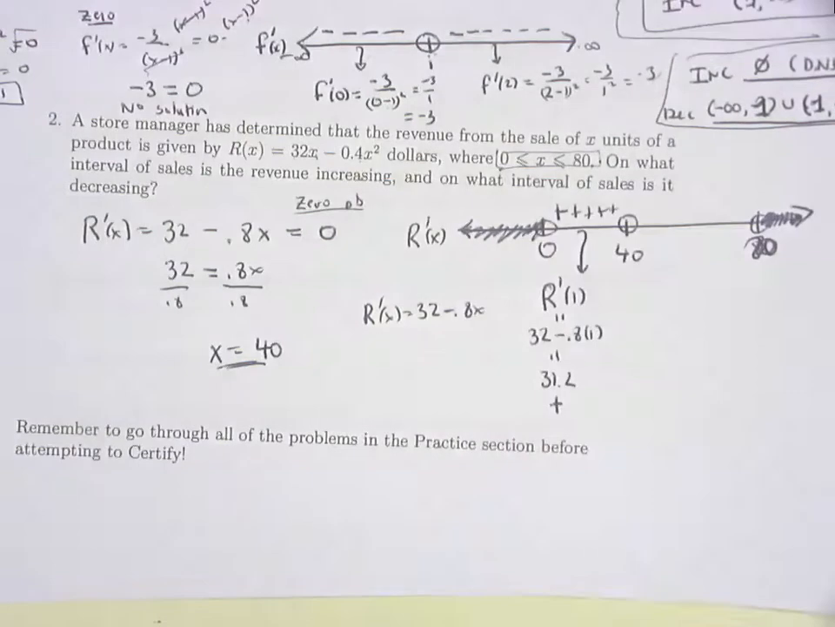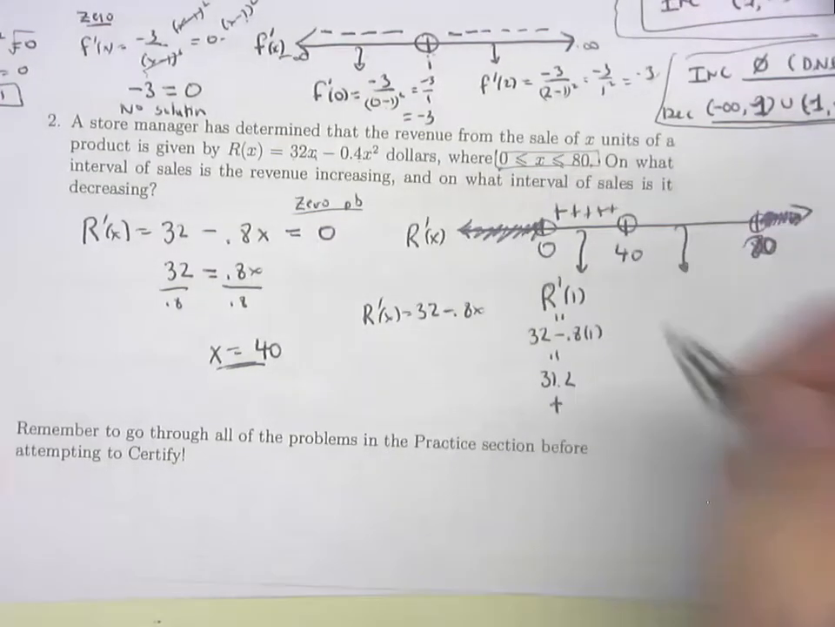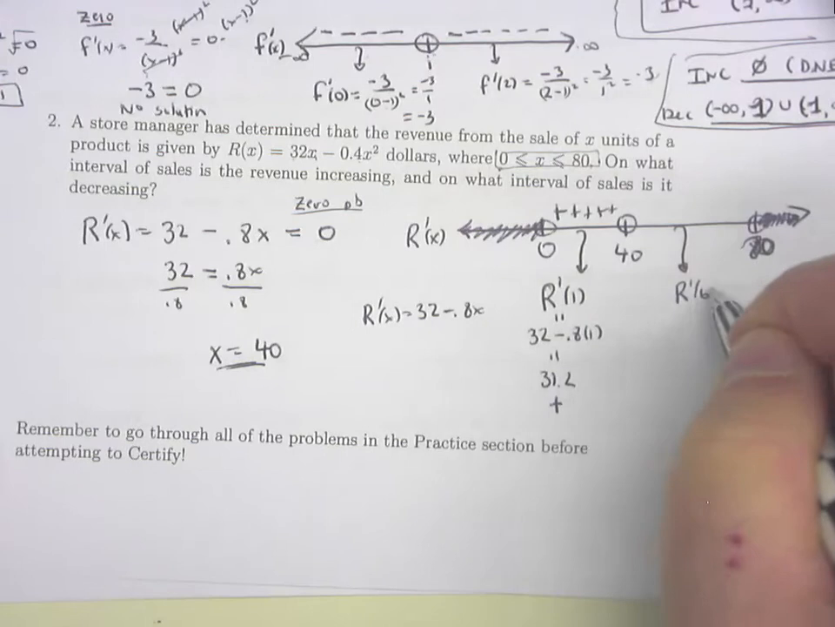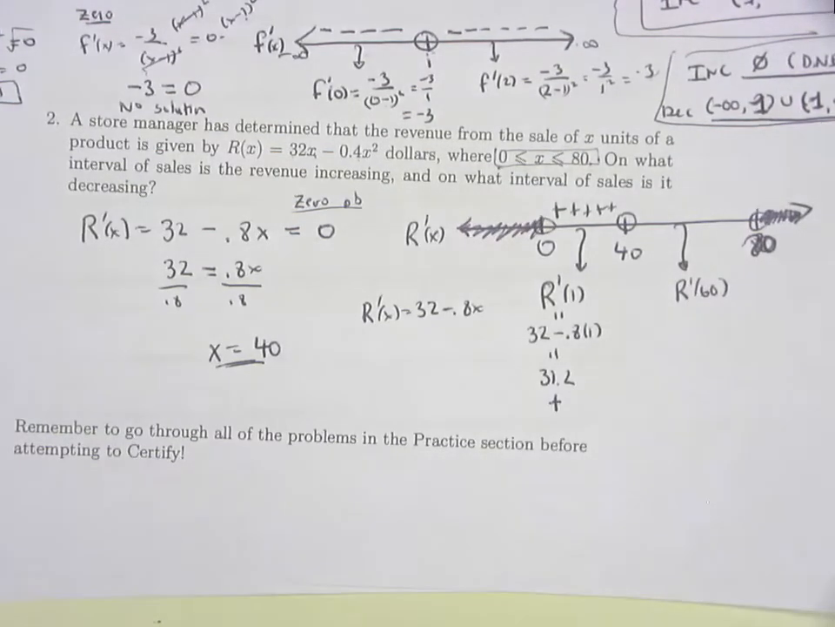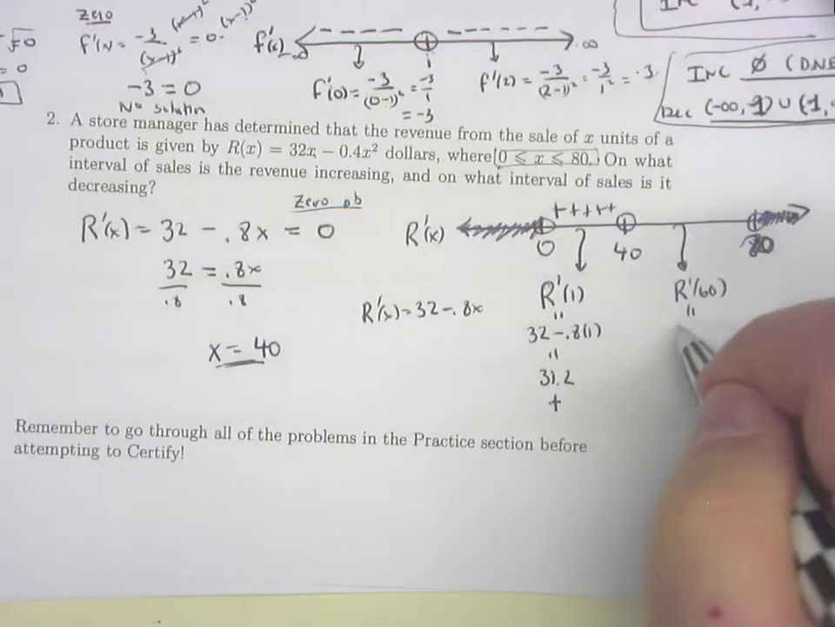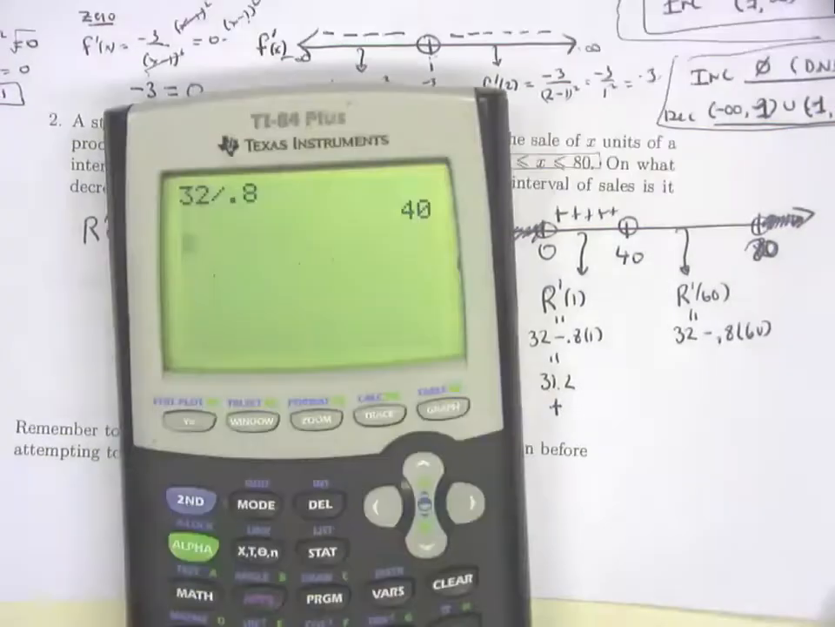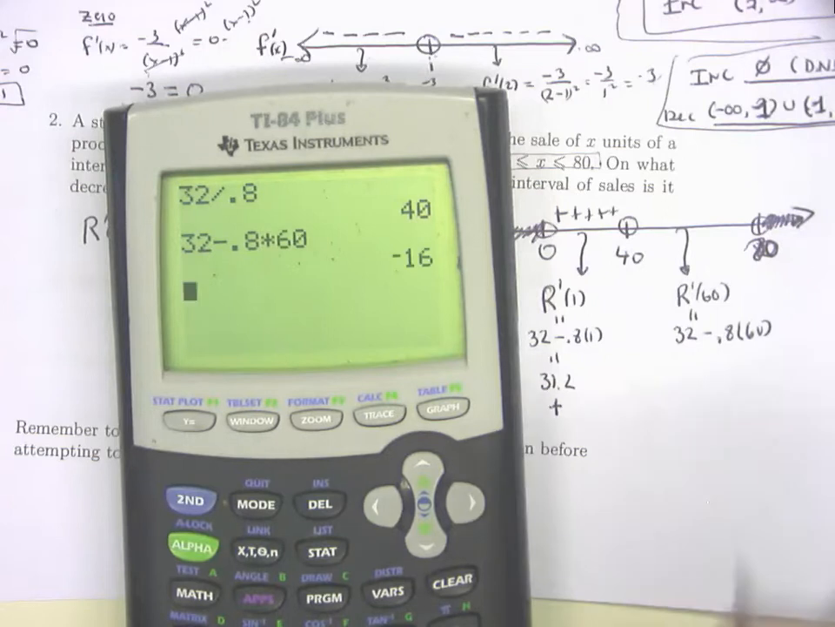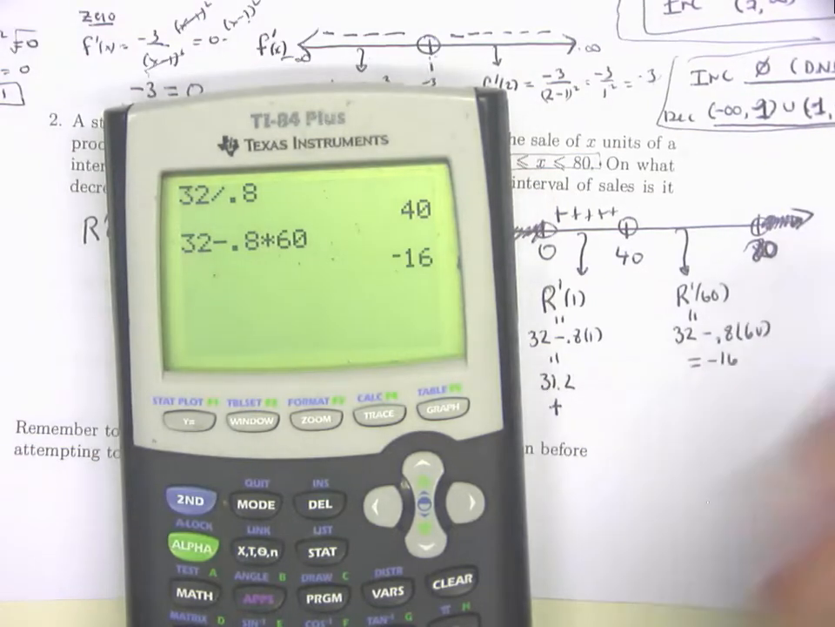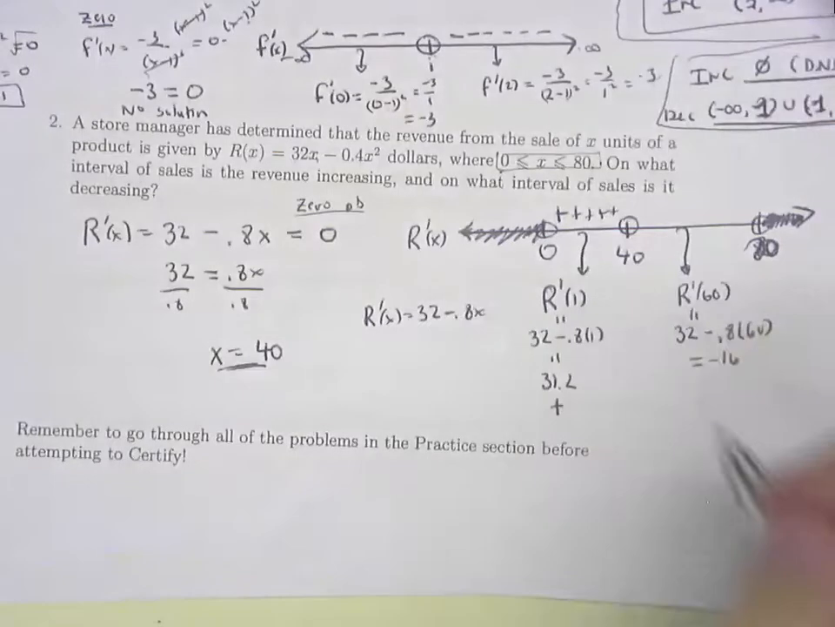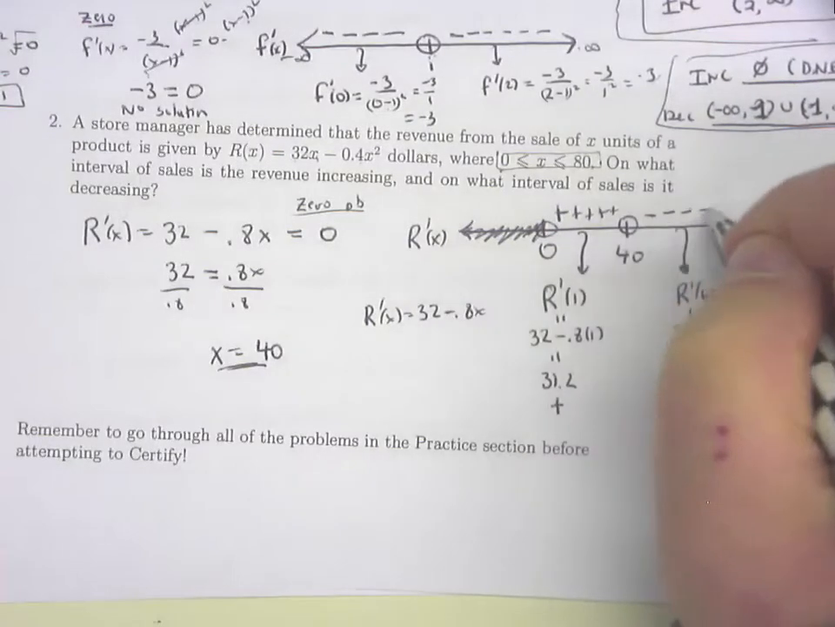Now pick a number between 40 and 80. I'll choose 60 just to be different right in the middle there. Okay, r prime of 60. Honestly, it doesn't matter which point you choose. You can pick 41 if you want to. I'm going to go for nicer numbers here. So this is equal to 32 minus 0.8 times 60. So 32 minus 0.8 times 60 is negative 16. But don't care what the number is. What's the sign of it? Negative. So everybody in that interval is negative.